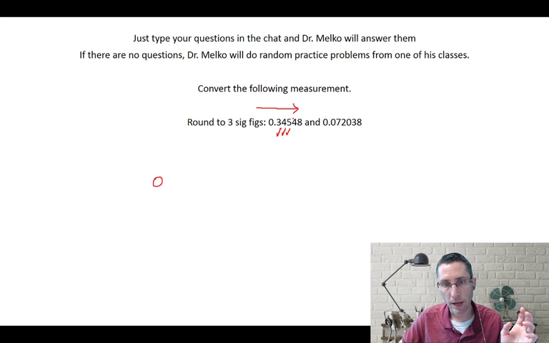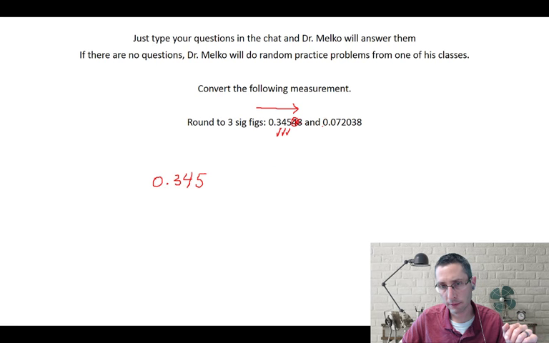After that, I'm going to drop those digits, but I do have to consider this next digit. If it's a 5 or above, then I would round that 5 up to a 6. But since this 4 is less than 5, I'm going to drop all those extra digits. All right, and so my answer here should be 0.345. So that's it to 3 sig figs.